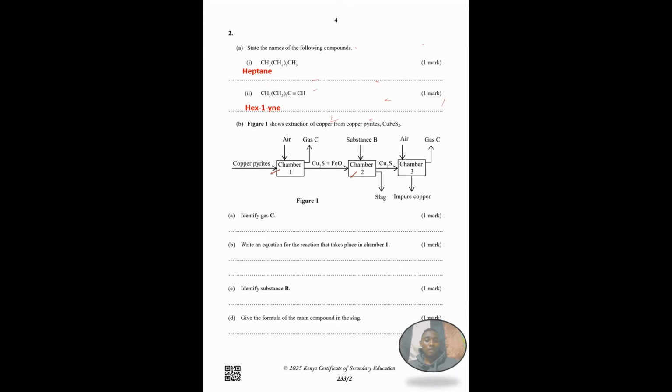Part B of this question. Figure 1 shows extraction of copper from copper pyrites. CuFeS2, that's the formula of copper pyrites, the chief ore of copper metal. We also have other ores from which copper can be extracted. We have malachite. Malachite is a basic copper carbonate. We also have chalcocite, which is copper 1 sulfide.